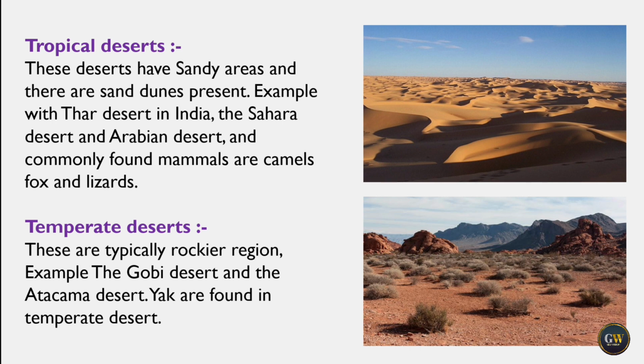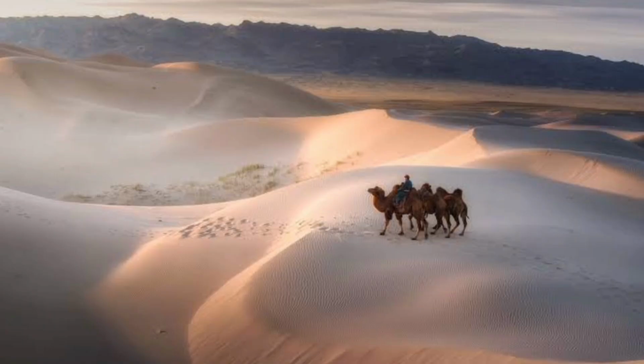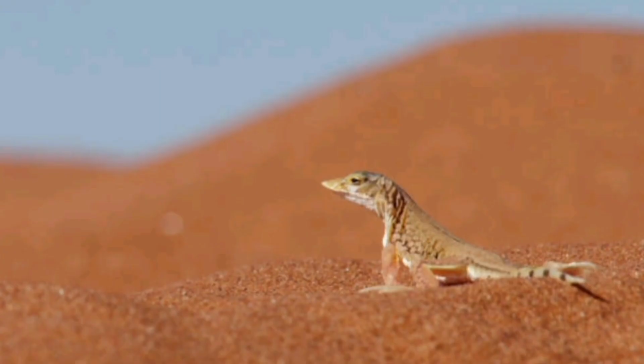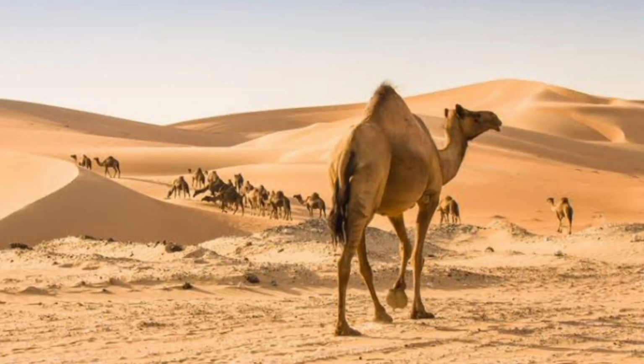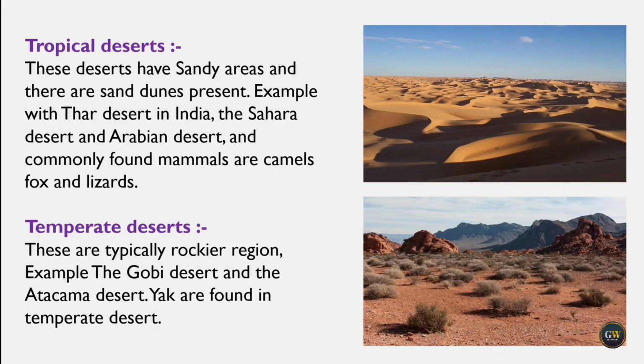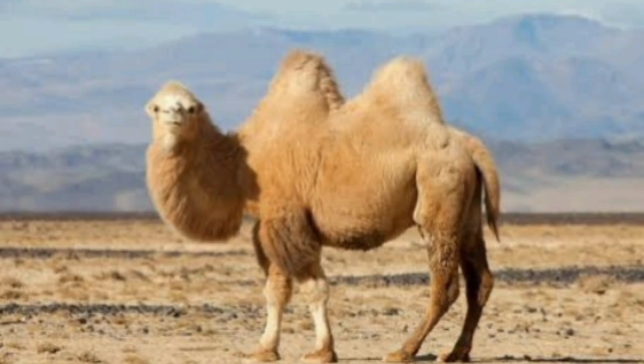Examples of tropical desert are the Thar desert in India, the Sahara desert and the Arabian desert. And examples of temperate desert are the Gobi desert and the Atacama desert. The animals found in the tropical desert include camels, foxes and lizards, in which the camel is the most important animal of the hot dry desert climate. And the animals found in the temperate desert include the yak and other animals.